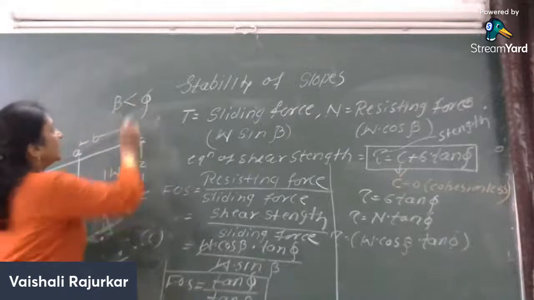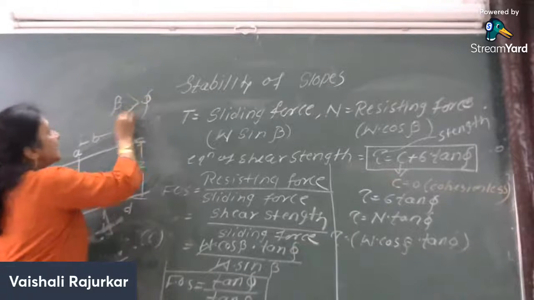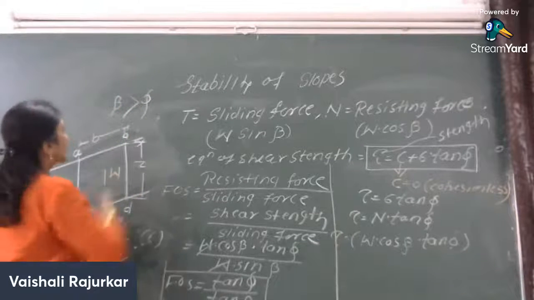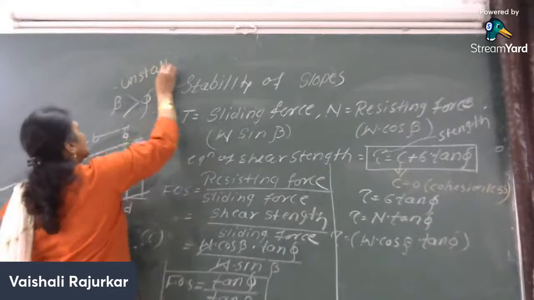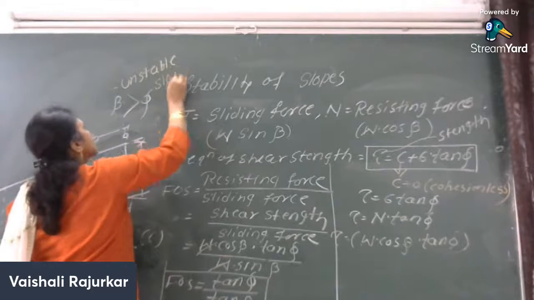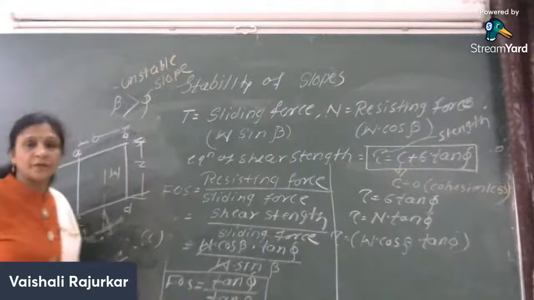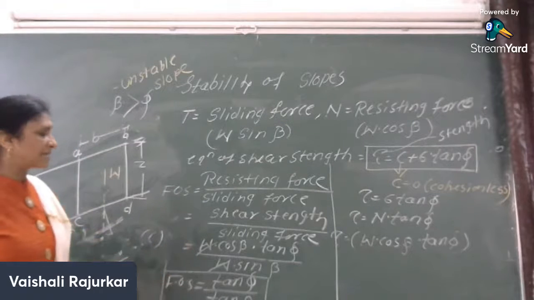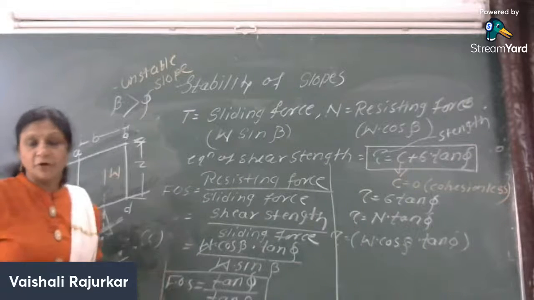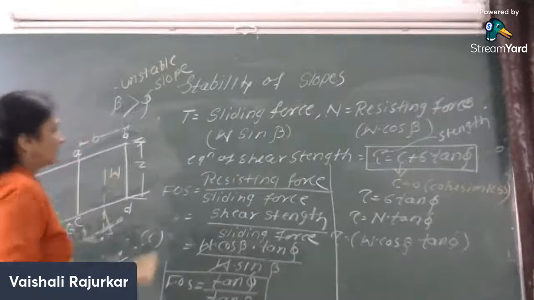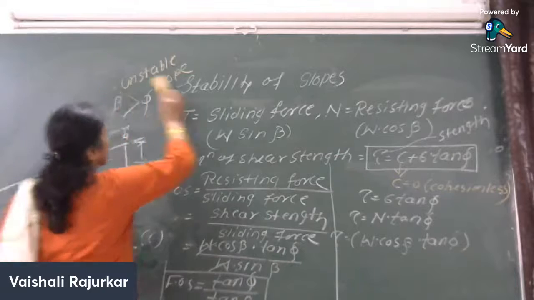When phi is less than beta, in that case it is called an unstable slope. So here the factor of safety is tan phi upon tan beta. This is the case for cohesionless soil.